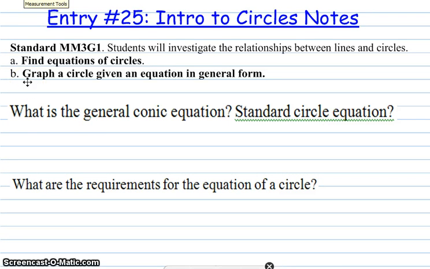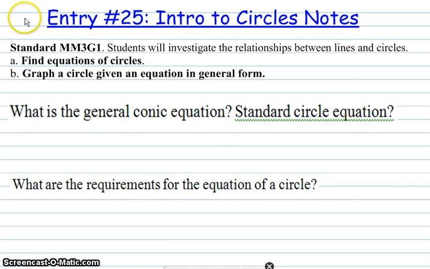For this video, we're talking about Introduction to Circles Notes. And this is not just the circles you've been doing since kindergarten. These are the ones where we're actually talking about how to draw them correctly with the equations. So our entry today says entry 25. Yours may be different depending on where we are in your notebook.